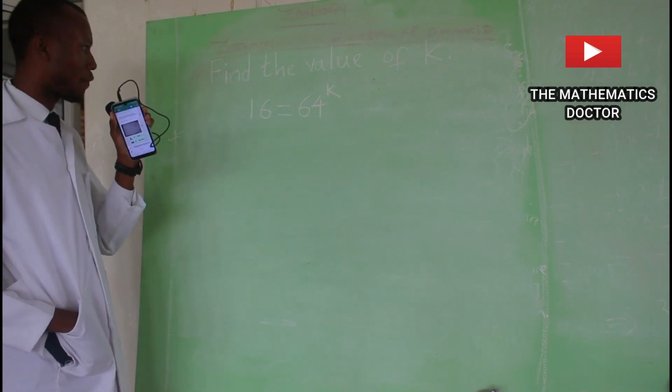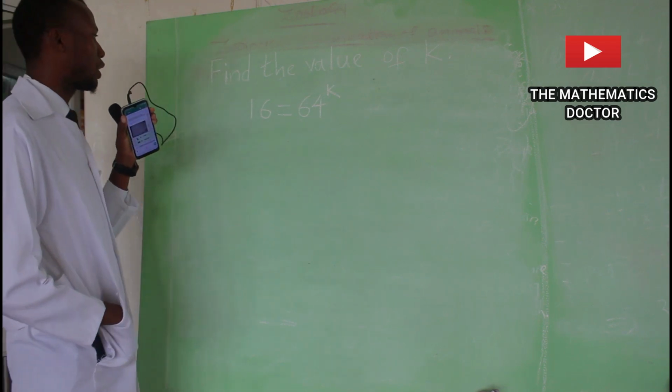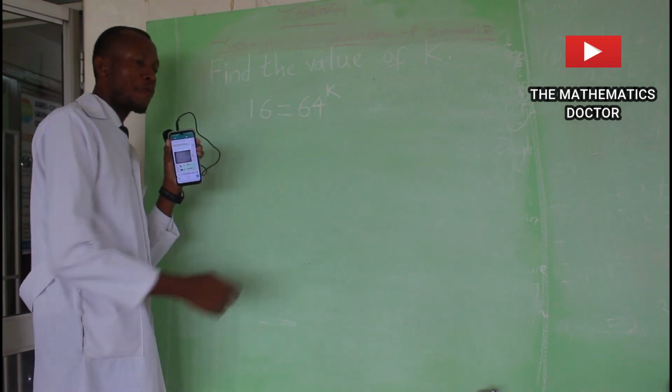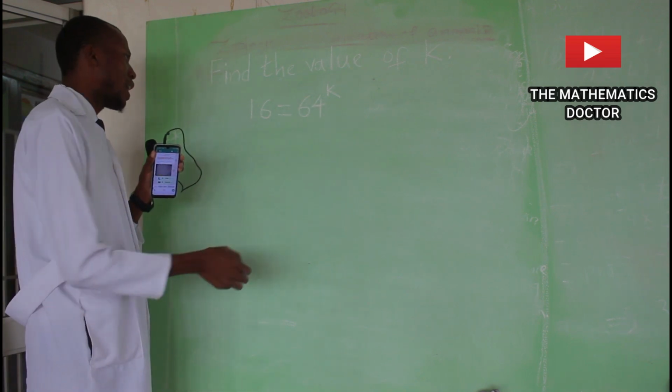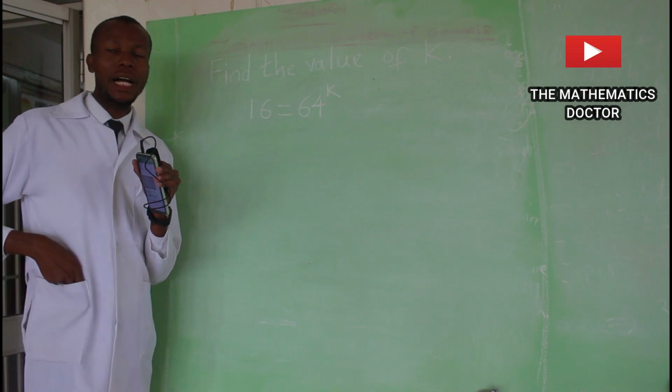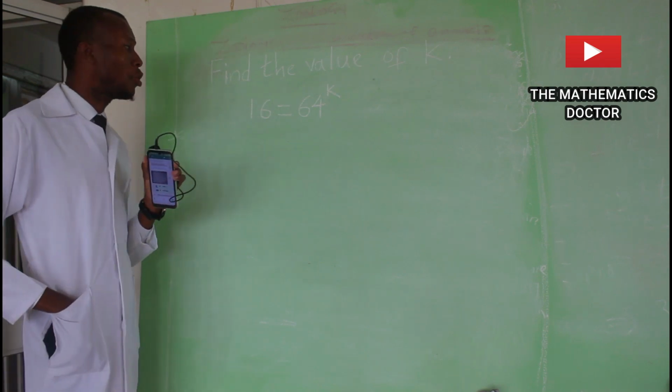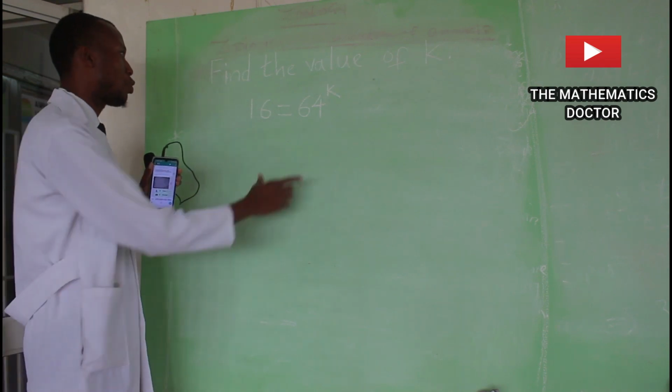So in today's tutorial question, we are looking at this question which says, find the value of k. Looking at the nature of the question, for us to find the value of k, we need to equate the bases, the one on the left and the one on the right. So to do that, we are going to simplify this equation.